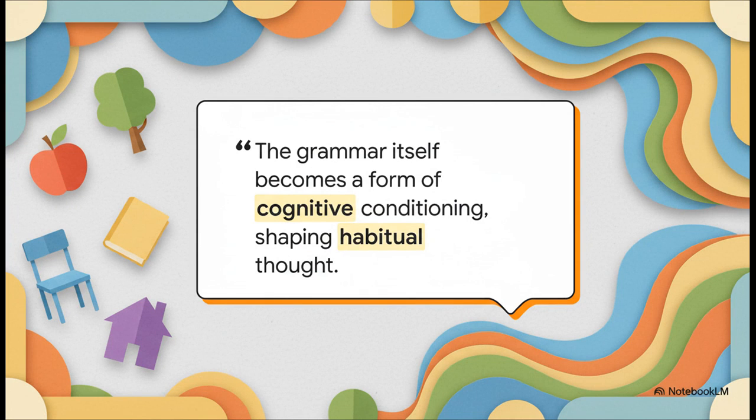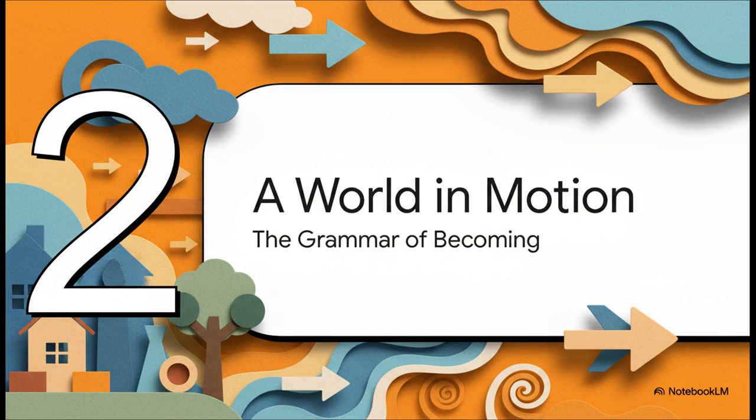And this right here perfectly illustrates the consequence of that. When you repeat this object-first structure millions and millions of times your whole life, it becomes a kind of cognitive conditioning. Your brain gets trained. It becomes a habit. We are literally conditioned to see a world of separate things first, and the actions that connect them come second.